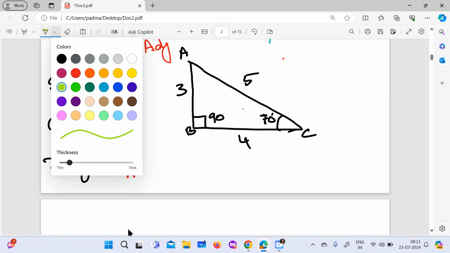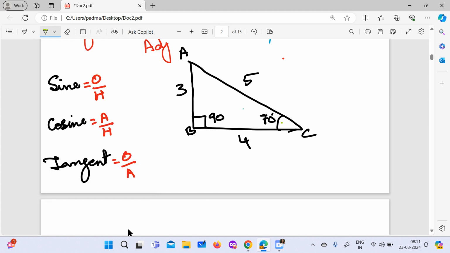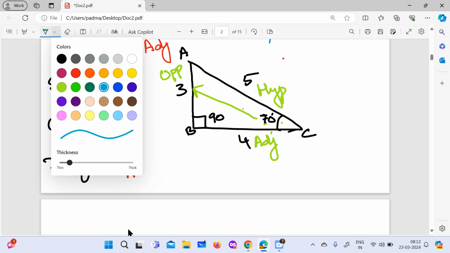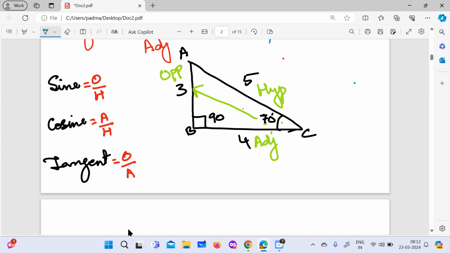So if you look here, my given angle is 70 degrees and the opposite to 70 degrees is this. So I will say this is opposite, and adjacent to 70 degrees is this one. So I'll mark this as adjacent, and obviously opposite to 90 degrees is your hypotenuse. I hope this is clear to everyone. And now based on this marking and the formula for these trigonometric ratios, I can write the value.